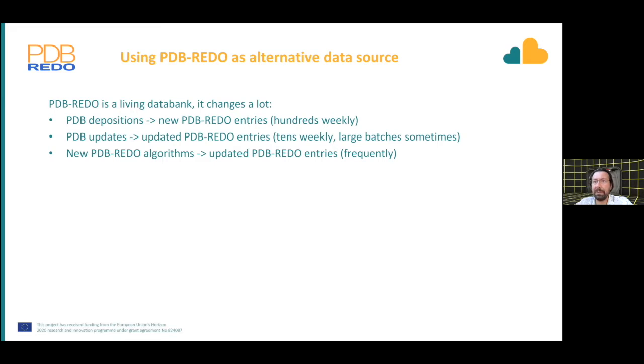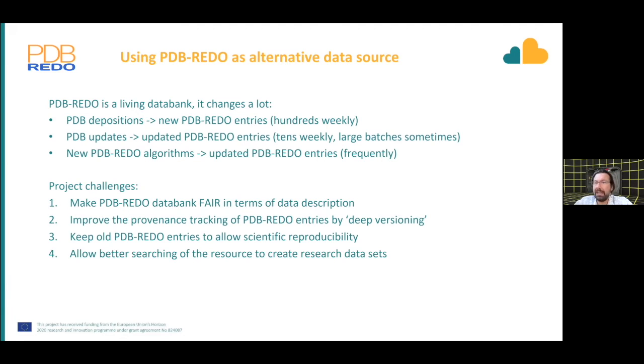But every once in a while, there's a big change in annotation, and there are large batches of entries that are then replaced. And because it's still under active development, we still come up with new algorithms, and we then apply them to all the PDB-REDO entries that are relevant. So those are replaced as well. So if you do a study based on a data set from PDB-REDO, all of a sudden your original data can be lost. So that is a problem for scientific reproducibility. And that encouraged us to do this project here.